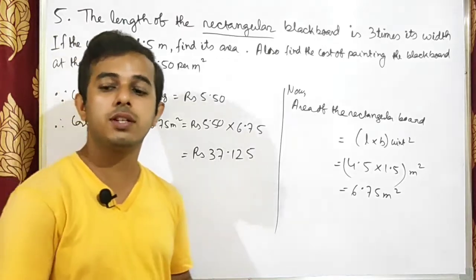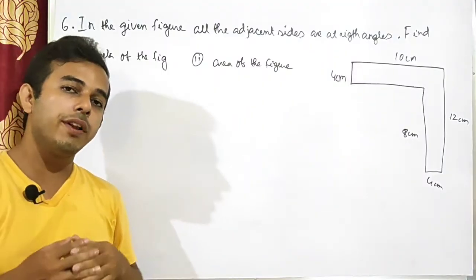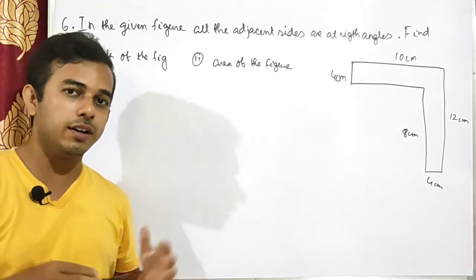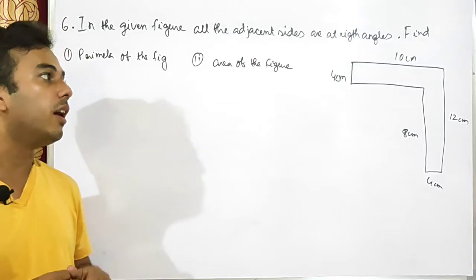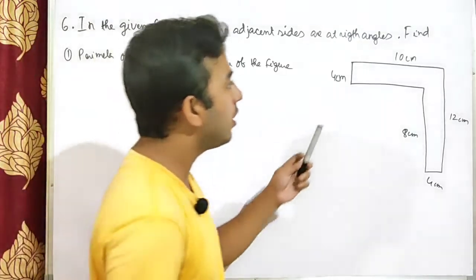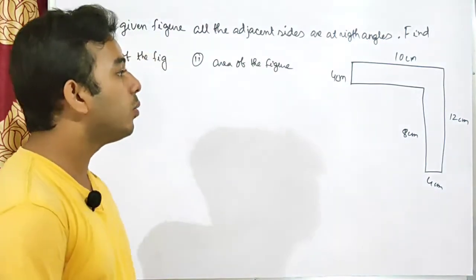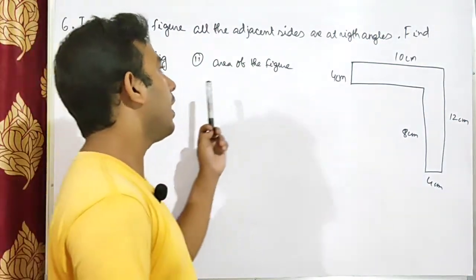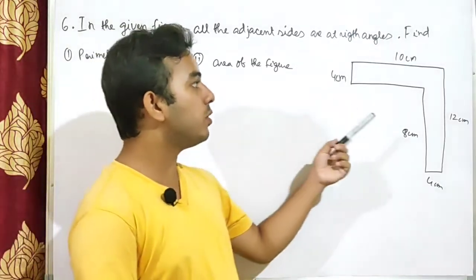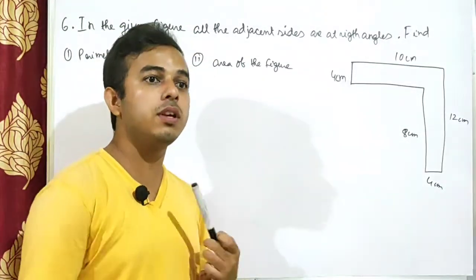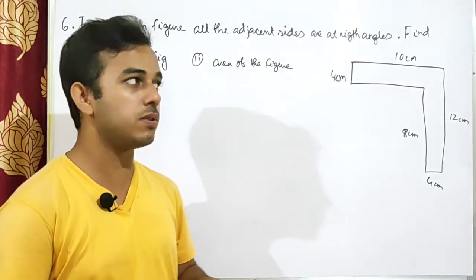So now let's move to the next question, question number 6. Our next question of today's class is a bit different type of question. This one is also interesting. Here is our figure, and all the angles are 90 degrees. Now we have to find the perimeter and also the area of the figure. We don't know which shape this is, but if we segment it, that is, if we cut it, we can find different shapes, right?